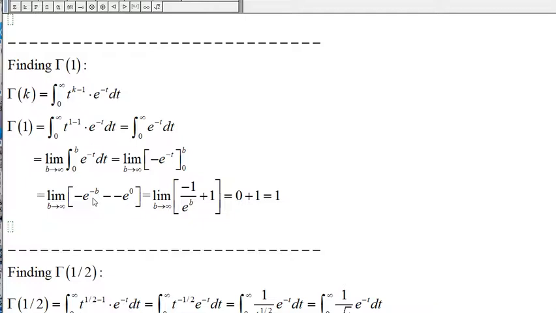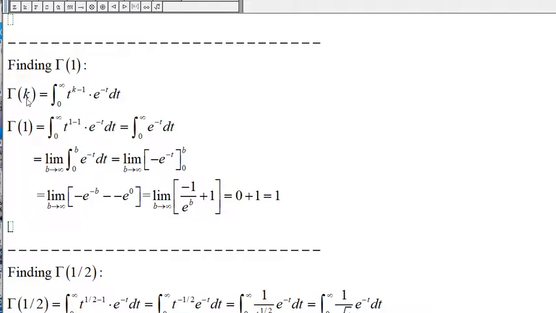Negative e to the negative b is the same as negative 1 over e to the b. And then this becomes plus 1. As b approaches infinity, negative 1 over e to the b approaches 0, so we get 0 plus 1, which is 1. And so gamma of 1 is 1, and that's when k is 1.